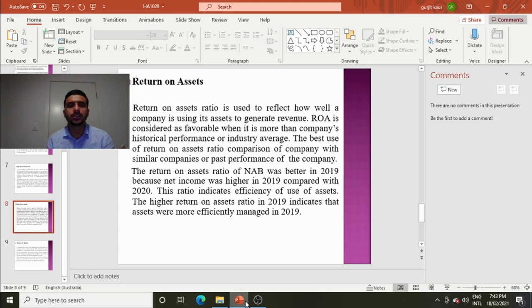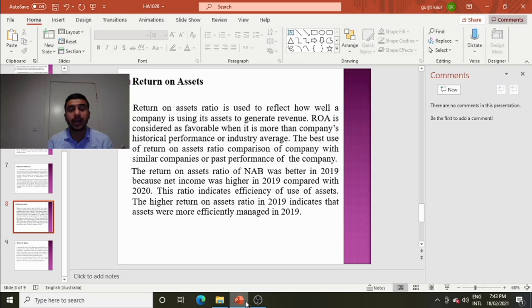I am discussing two ratios, return on assets ratio and return on equity ratio. First one, return on assets ratio. Return on assets ratio is used to reflect how well a company is using its assets to generate revenue. ROA is considered favorable when it is more than the company's historical performance or industry average. The best use of return on assets ratio is comparison of the company with similar companies or past performance of the company.